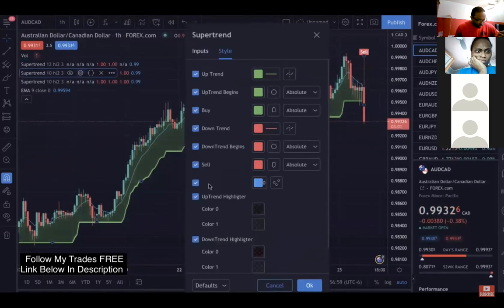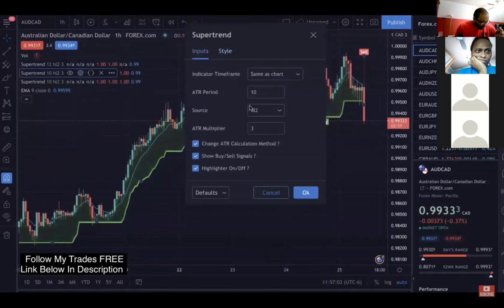On the second one, you can do the same thing. You're going to get rid of the highlighter stuff. And for this setting, you're going to do 10. You're going to leave that at 10. You're going to change this to 1. Again, uncheck the buy sell signals.